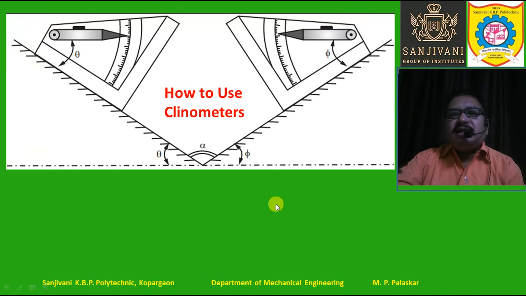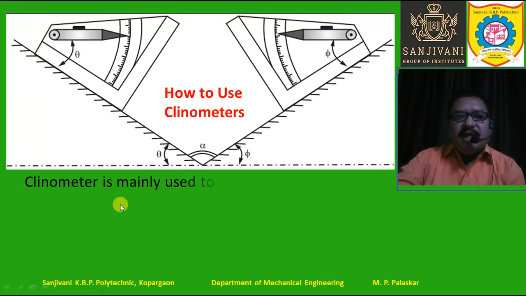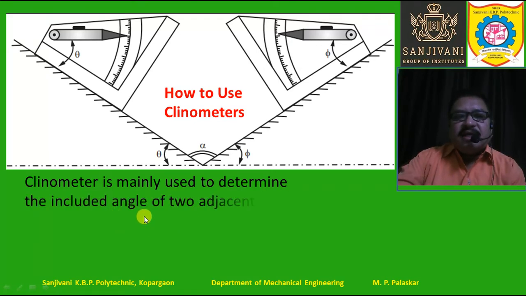Now how to use the clinometer? The clinometer is mainly used to determine the included angle of two adjacent faces of a workpiece. Suppose this is a workpiece and these are the two adjacent faces of the workpiece. This line indicates one face of the workpiece, and this line indicates another face of the workpiece.